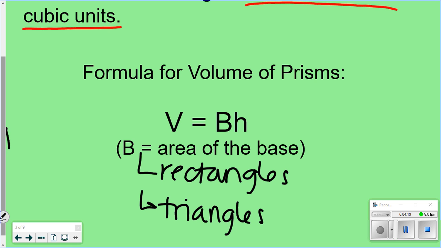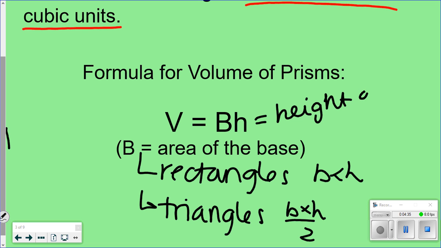and we can have triangles as bases. Rectangles, base times height. What was triangles again? Remember the area of triangles? Base times height, all divided by 2. Yep, we're going to be using those two things today. The H in here is the height of the whole prism, so how tall that prism is. The big B is the area of whatever the base is, and the height is the H of the whole prism. The B could be a rectangle or a triangle, whatever we're given today.